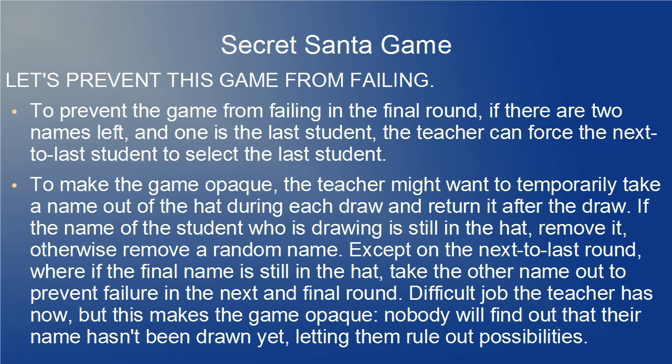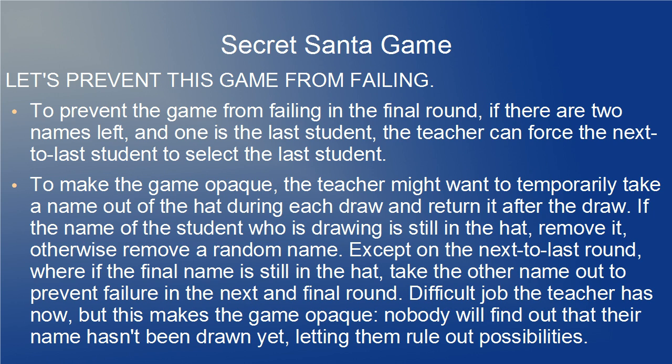So we still need to prevent this game from failing in the final round. What we're going to do, if there are 2 names left, and one of them is the last student who will draw, the teacher can force the next to last student to select the last student. Here's another observation. To make this game opaque, meaning the game itself doesn't give you any information about who has or hasn't chosen whom, the teacher might want to temporarily take a name out of the hat during each draw, no matter what, and return it after the draw.